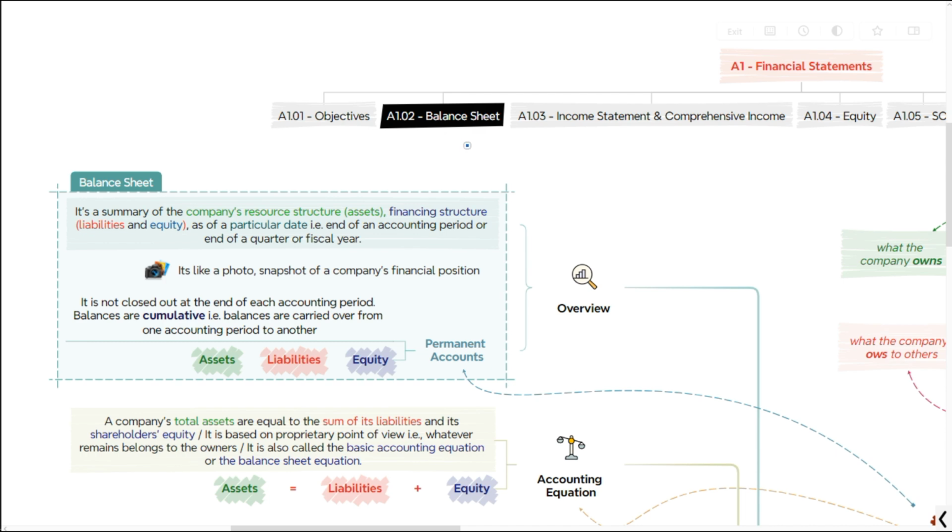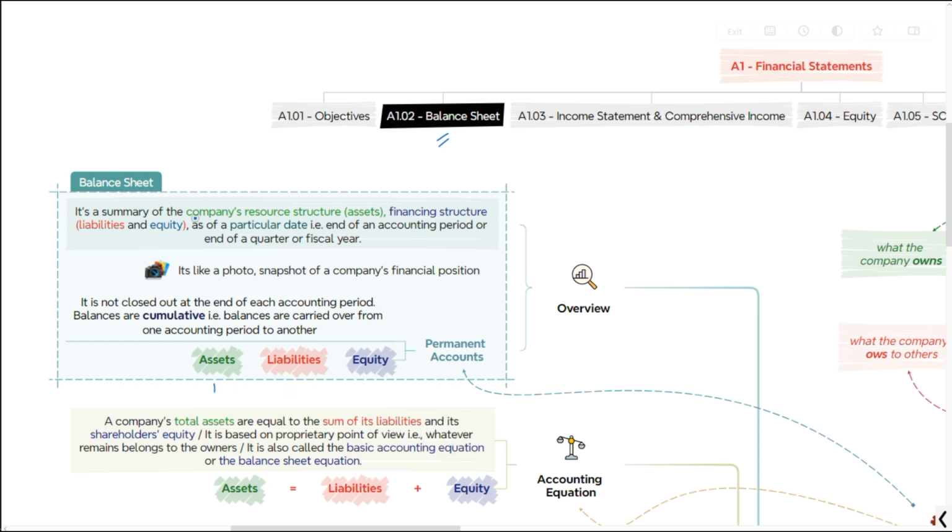Today let us discuss the balance sheet. What is a balance sheet? A balance sheet is a summary of a company's resource structure and financing structure as of a particular date. We have three elements of the balance sheet. We have the assets, the liabilities and the equity.